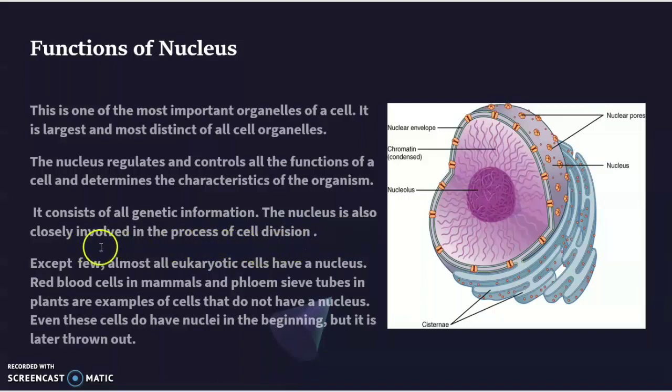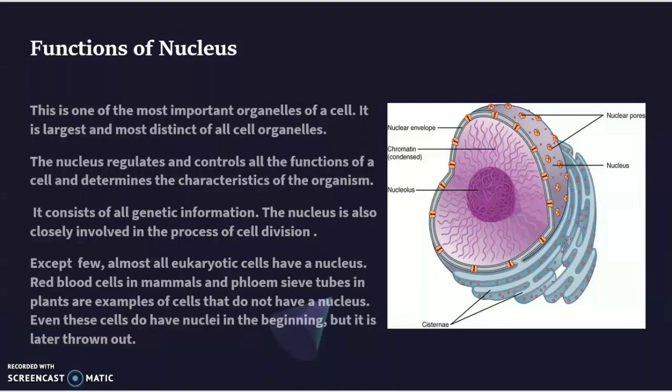The nucleus is also closely involved in the process of cell division. Except for a few, almost all eukaryotic cells have a nucleus. Red blood cells in mammals and phloem sieve tubes in plants are examples of cells that do not have a nucleus. Even these cells have a nucleus in the beginning, but it is later thrown out of the cell.